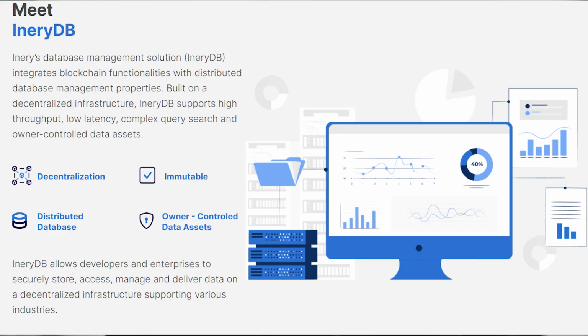So I'll start with the Inery database. Some of the main features of it are that it's decentralized and immutable. It's a distributed database and it has owner-controlled data assets. You'll see why this is important when we compare this to some of its competitors out there. Spoiler, they offer a lot of great things over their competition, which definitely makes them stand out. We'll also talk about all the different things that the team is doing. Exciting stuff on the roadmap, but let's dive into the Inery database and talk about the different features of it.